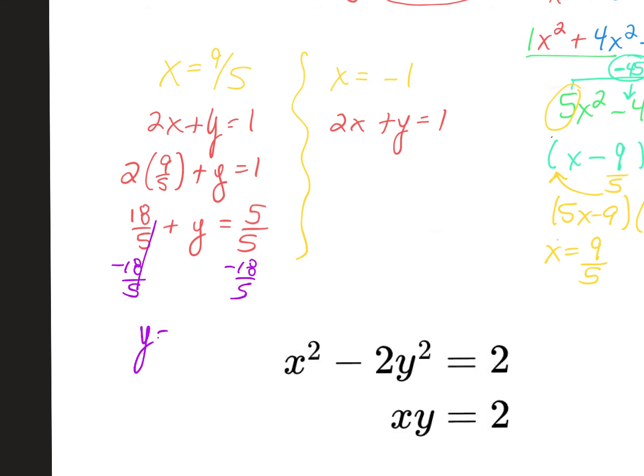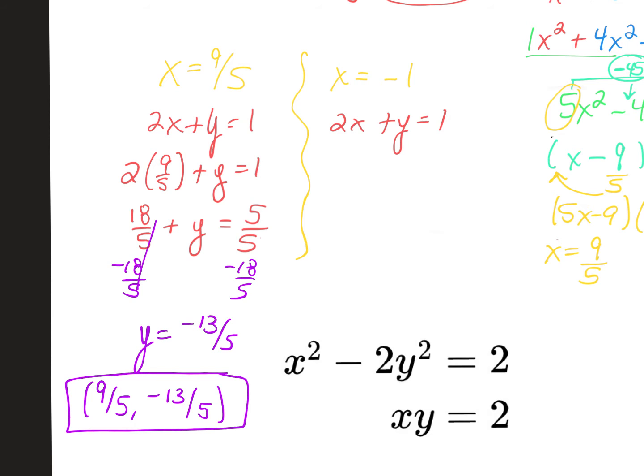So in this case, y equals negative 13 over 5. So when I plugged in 9/5, I got out negative 13/5. And we can go back and check our answer using our calculators.